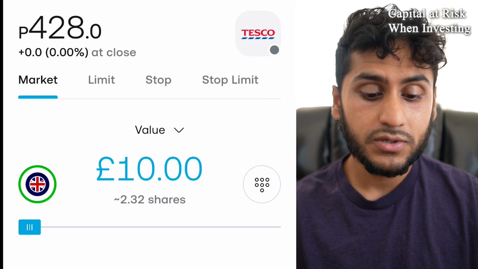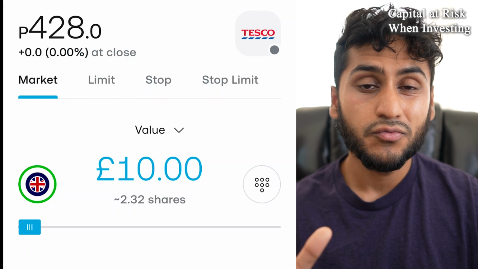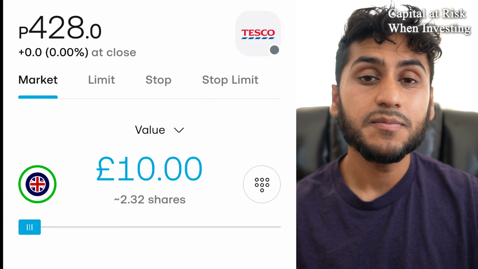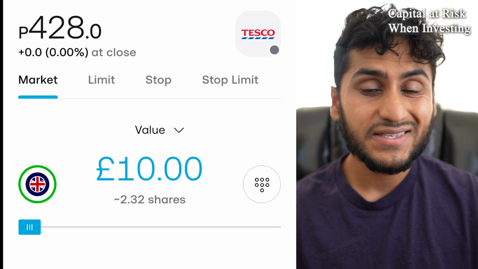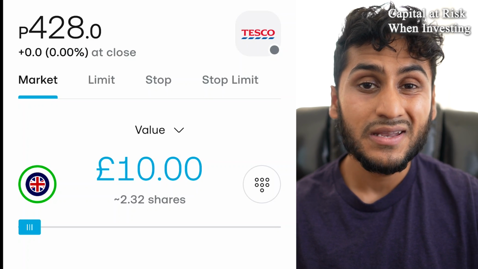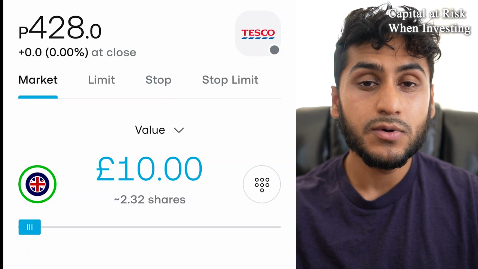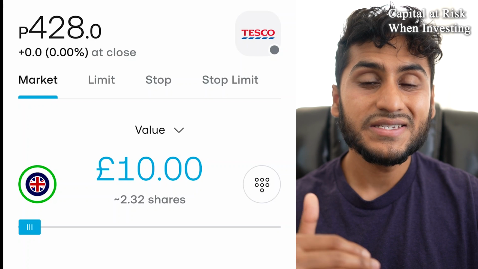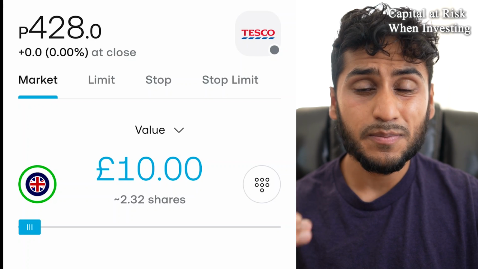Now, on the top left corner, you can see the current price of Tesco. Right now, the UK markets are closed, which means you'll have to wait till the next market open for your order to be executed. Now, when the market is open, the second thing you'll notice is that the price will constantly fluctuate because this is the stock market.